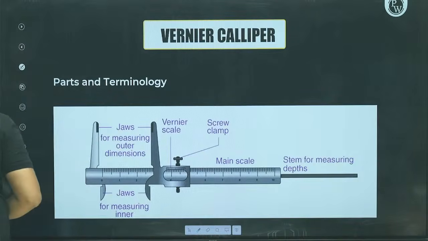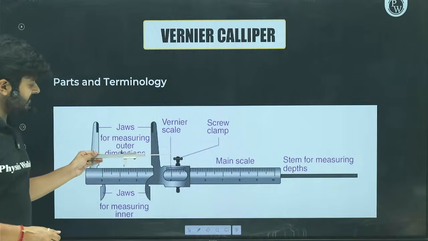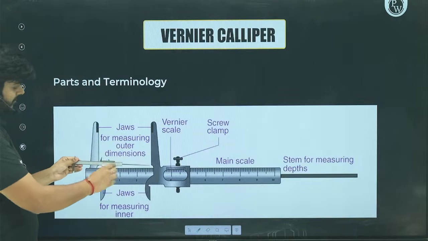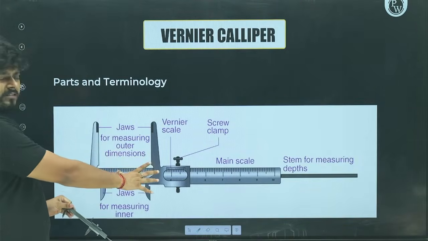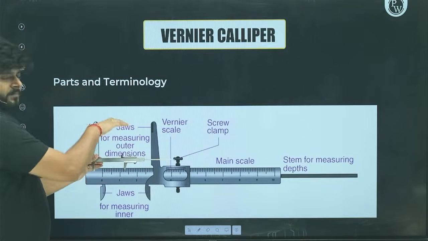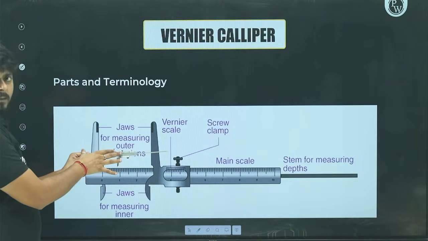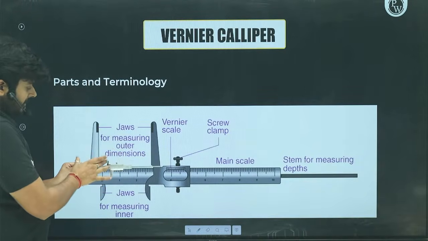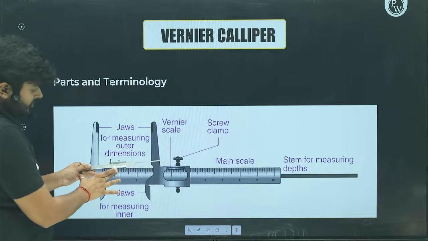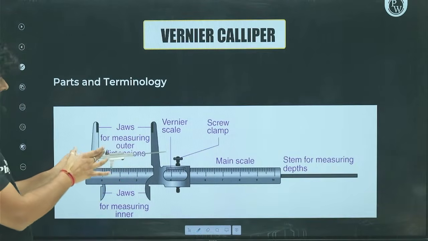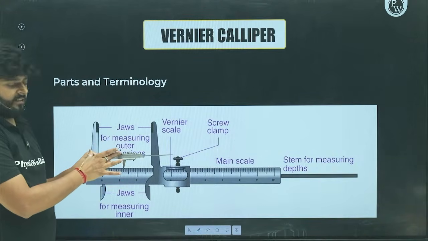Okay. Again, let me sum it up. This is a Vernier scale. In the Vernier scale, you have 2 sets of jaws. In this Vernier scale, the outer jaws are upside. So in this one, these are the outer diameter jaws, and these are the inner diameter jaws, right? These jaws will help us measure the outer diameter. These jaws will help you measure the inner diameter.